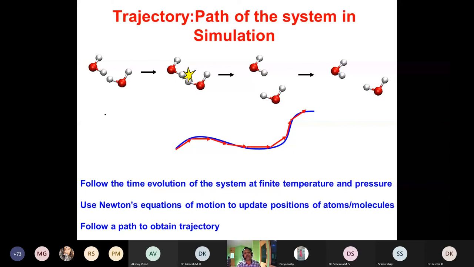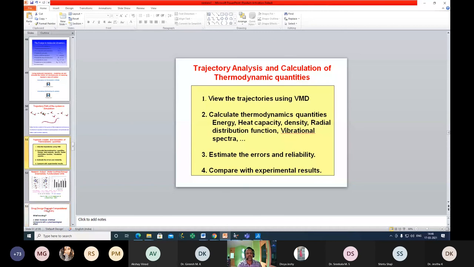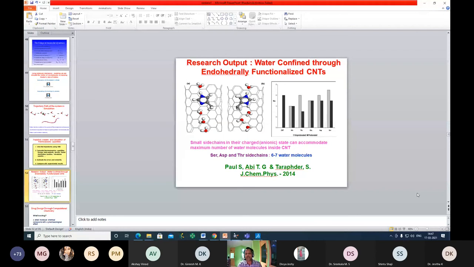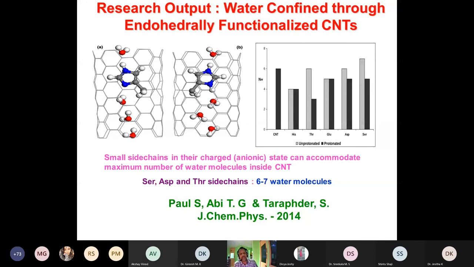You can study the interaction between the ligand and protein, then hydrogen bonding interactions, then thermodynamic properties. A lot of thermodynamic properties you can study using this molecular dynamics simulation, right? And again, in 2014, with the help of my colleagues, I published a molecular dynamics article in Journal of Chemical Physics. Again, a lot of applications are particularly in this molecular dynamics simulation area. A lot of people are working in this area.